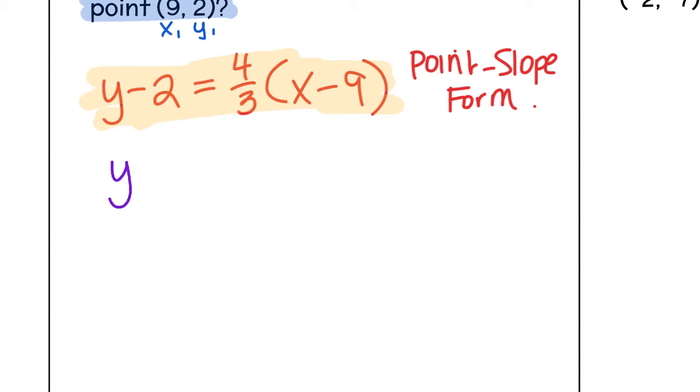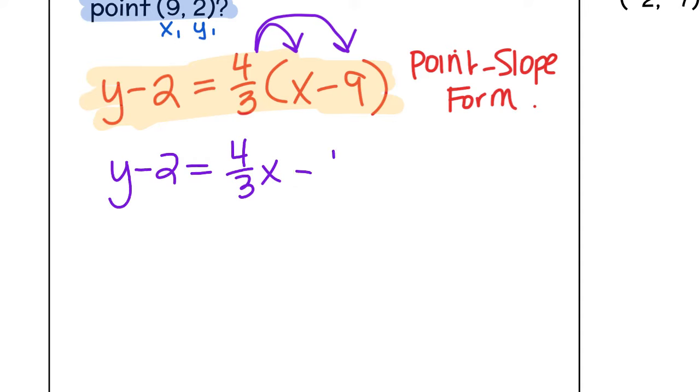So the left side, y minus 2, is going to stay the same. But on the right, 4/3 times x is just 4/3x. And then 4/3 times -9. You don't need to do this by hand. You can type this directly into the calculator. But when you do that, you get -12.